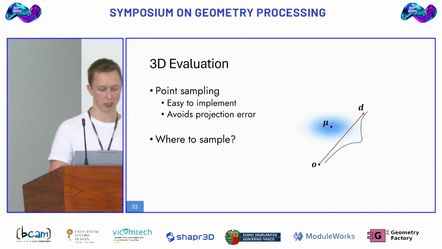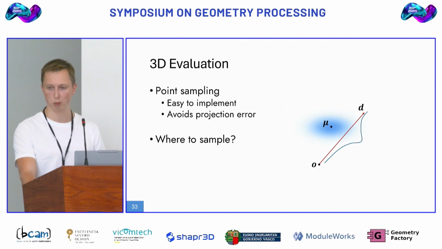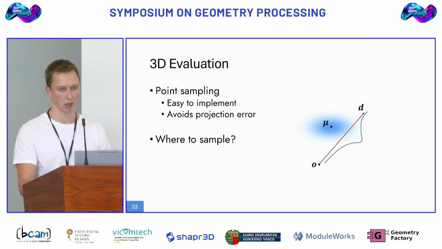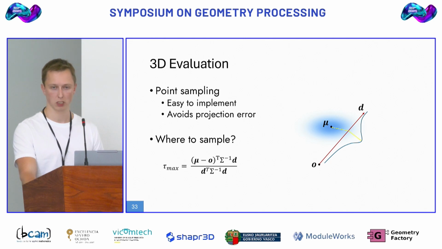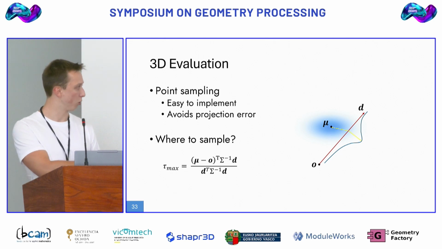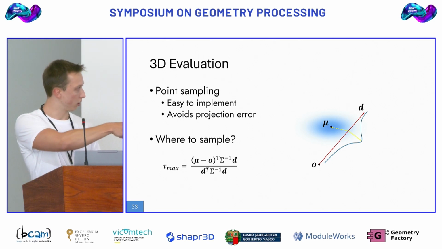A basic alternative to this volumetric approach is simple point sampling. We sample only one point per Gaussian along the ray. This is way easier to implement and still avoids the projection error. The only question is, where do we actually sample the Gaussian along the ray? Similar to the depth approach I was talking about earlier, we can make use of the 1D projection of the Gaussian along the ray. So we have this 1D Gaussian, which is the projected 3D Gaussian, and we simply take the point of the mean, the projected mean on the ray.